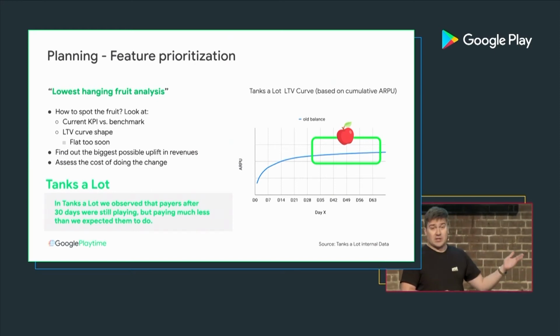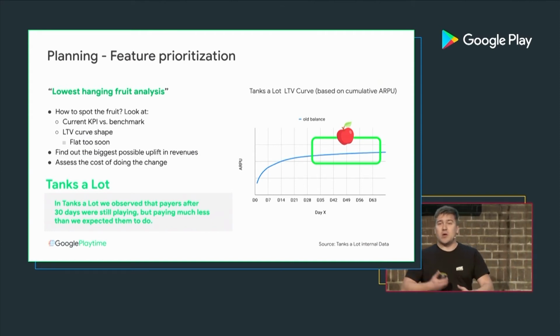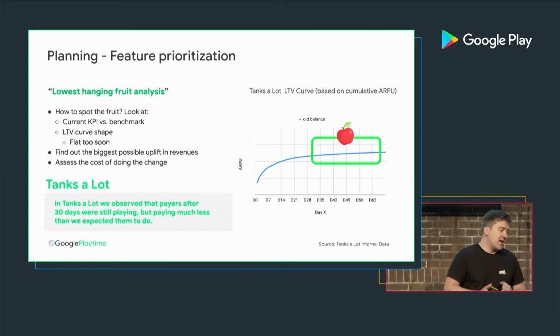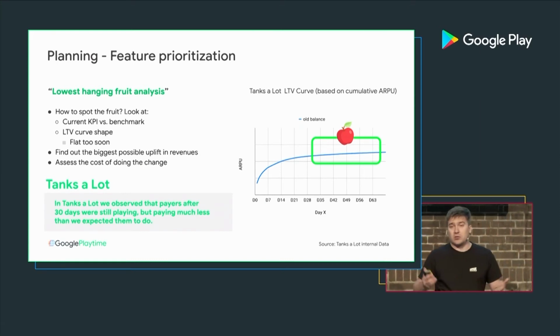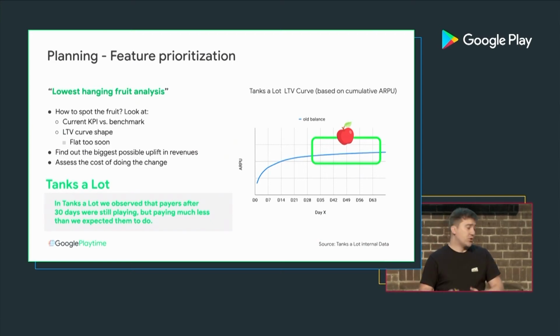in Tanks a Lot, we noticed that between day 30 and day 60, we still have many engaged players and payers who already paid in the first 30 days, but they are not paying or spending anymore. So there was definitely an area we tried to focus on more.